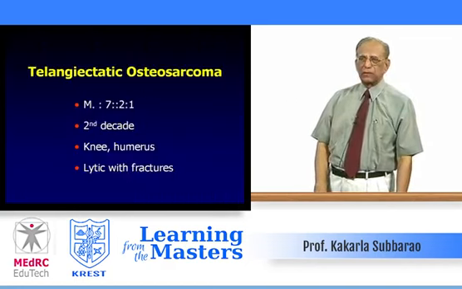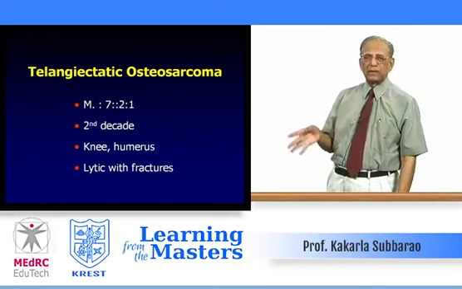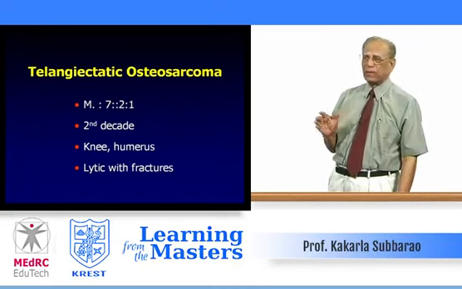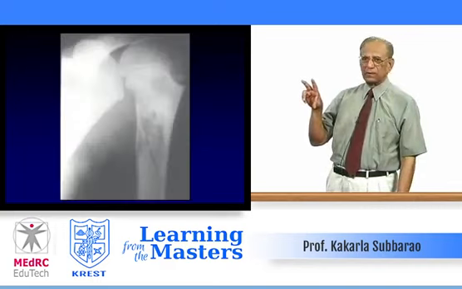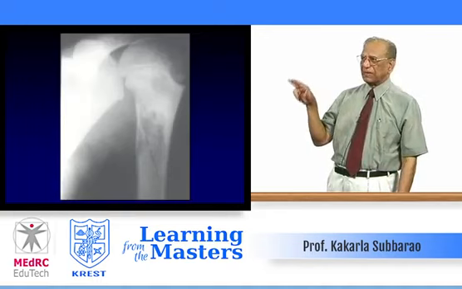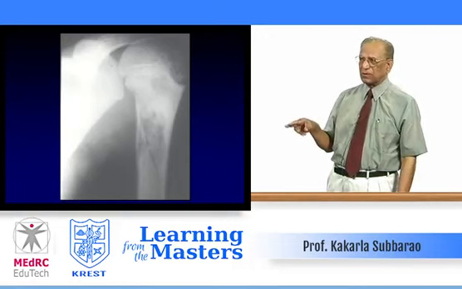Telangiectatic osteosarcoma, predominantly in males, second decade, knee and humerus the common sites. Predominantly it's lytic, not much new bone formation. Pathological fractures are not uncommon. Lower end of the femur, teenager, the epiphyses are not closed. Lytic area, eccentrically located, periosteal reaction, cortex is broken, telangiectatic.